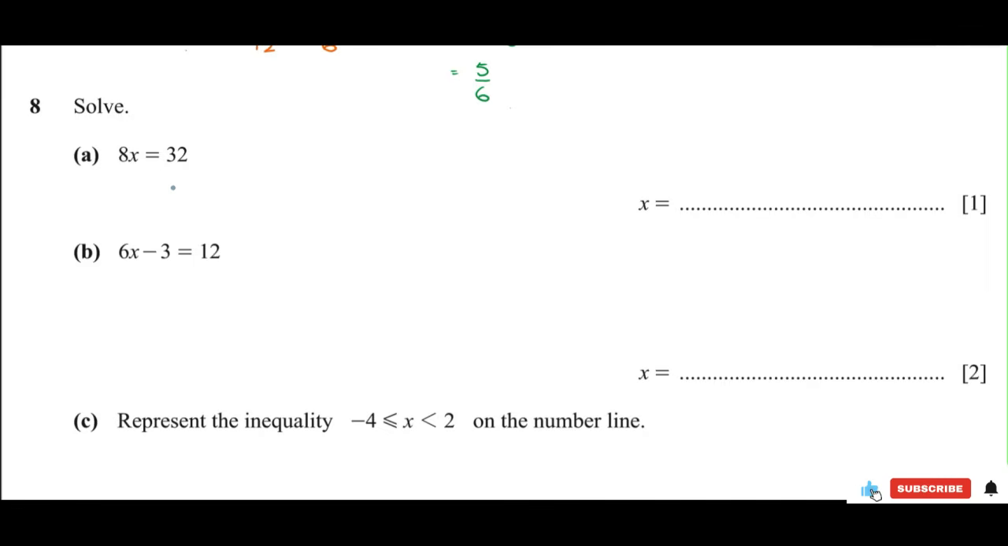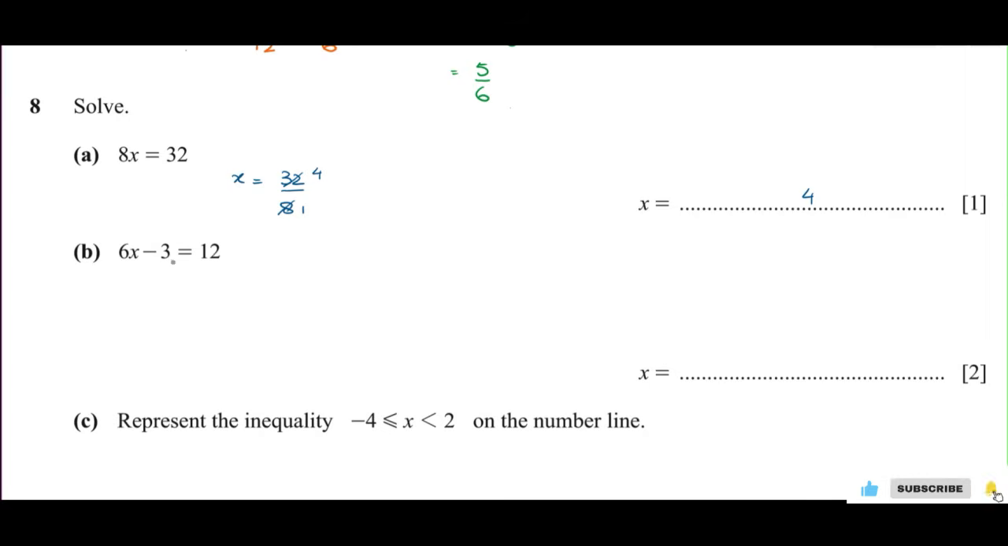Okay, we need to solve for x. 8x equals 32, right? So what is x equal to? x is equal to 32 divided by 8, and we know that 8 times 1 is 8, and 8 times 4 is 32. So the simplified answer is 4.